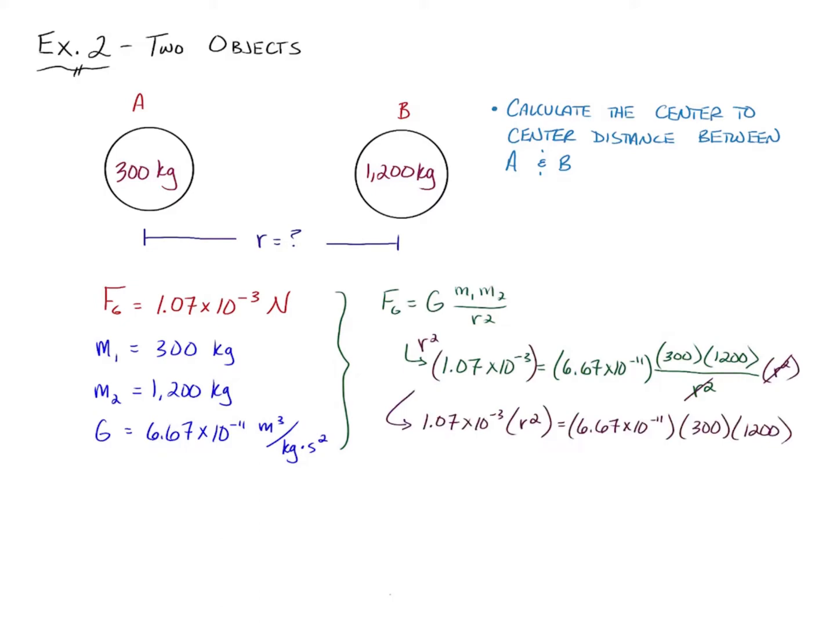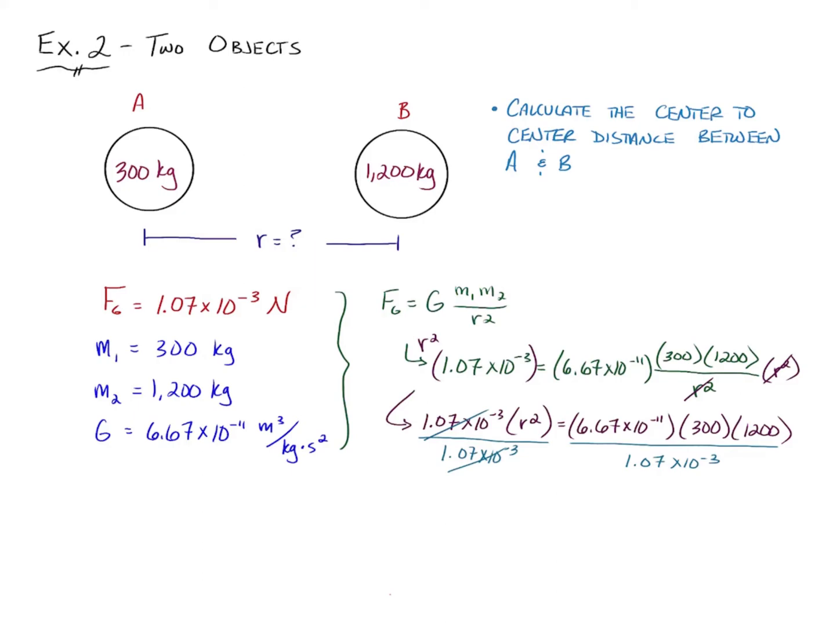So I'll walk you through my steps. So I multiplied both sides by r squared, and again, there's a few different ways you could go about this, but I multiplied both sides by r squared to get r squared on the other side and out of the denominator. Then I divided both sides by the force of gravity.